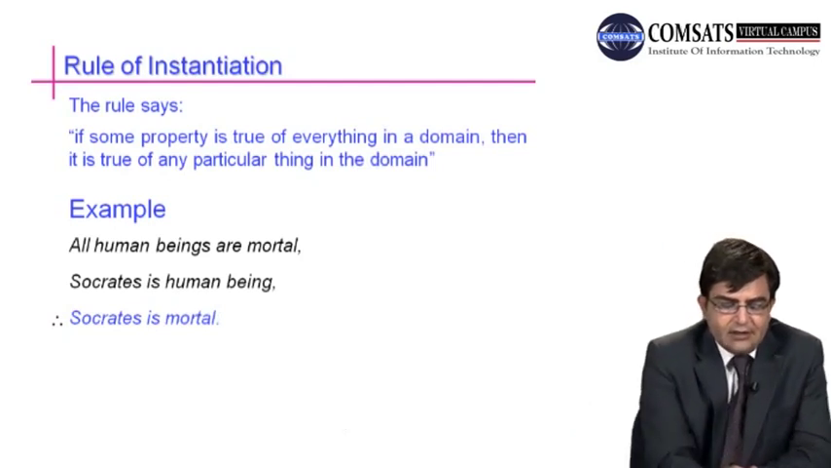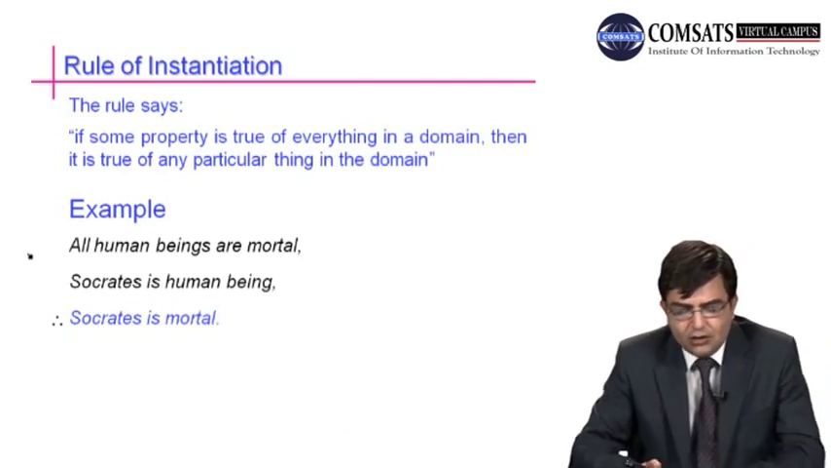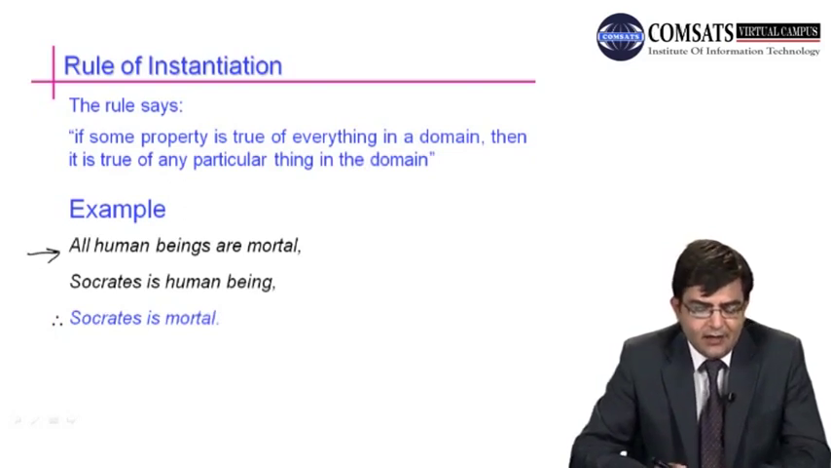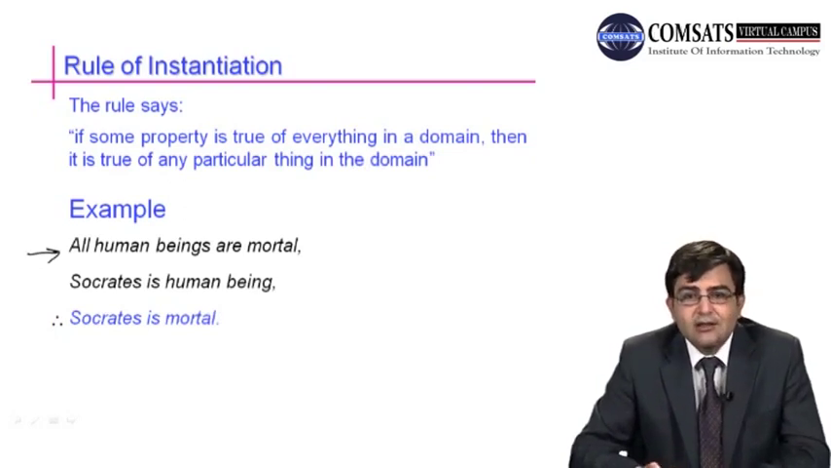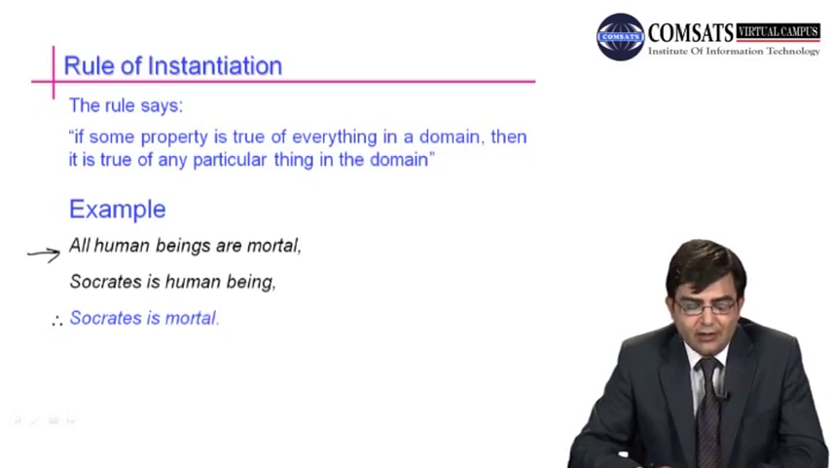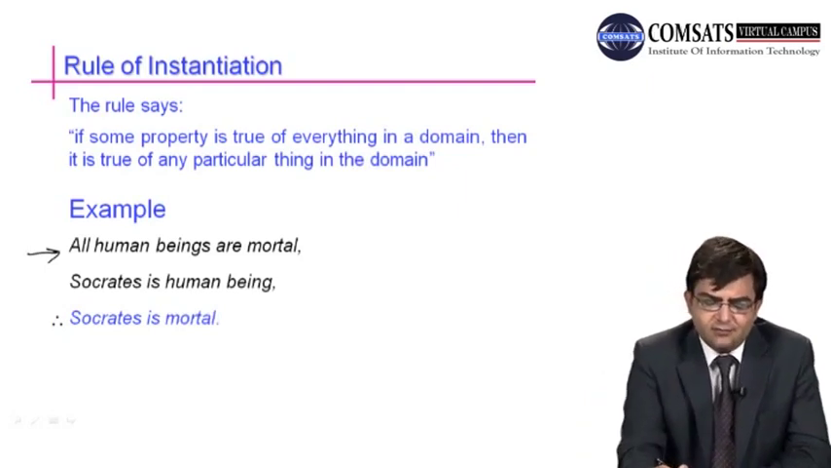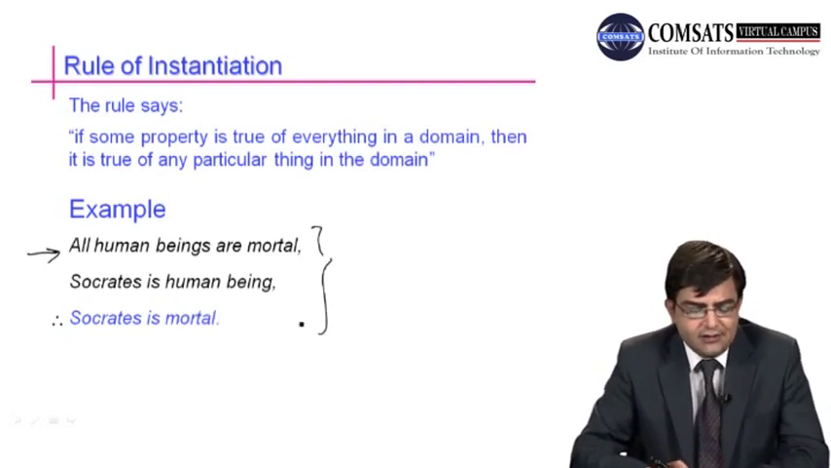For example, if we take this example in which all human beings are mortal, every human has to die, and then Socrates is a human being. Now if Socrates is a human being, then he also must die. So this is basically what we call the rule of instantiation.